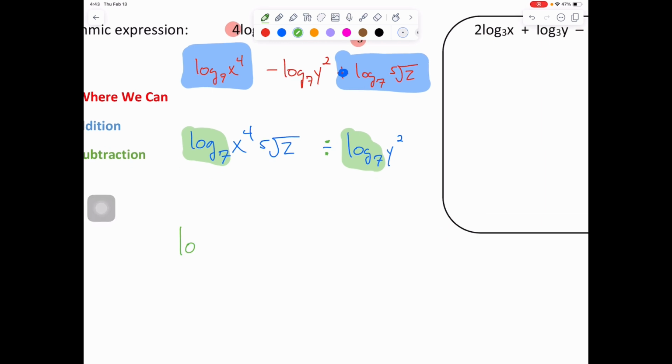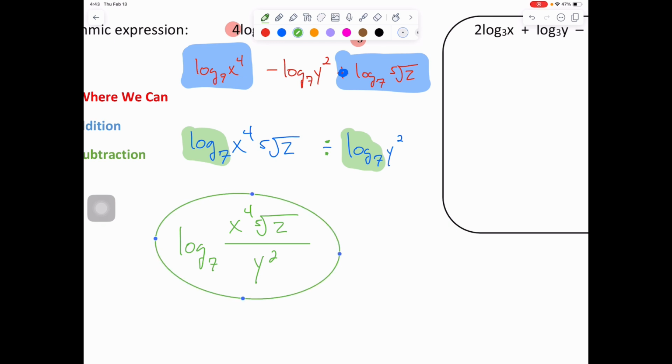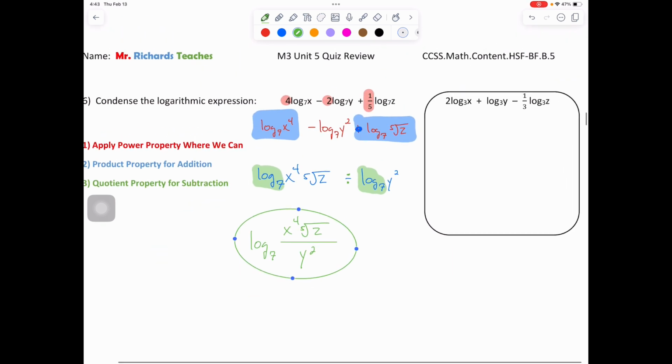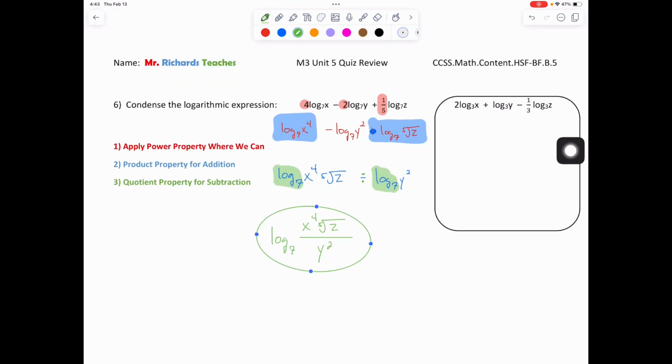Let's go ahead and write that log base 7. Up top will simply be x to the 4th, multiplied again by that 5th root of z. And we will simply set that over y squared. Go ahead and circle your answer as it is now condensed. Please pause the video to try your practice.